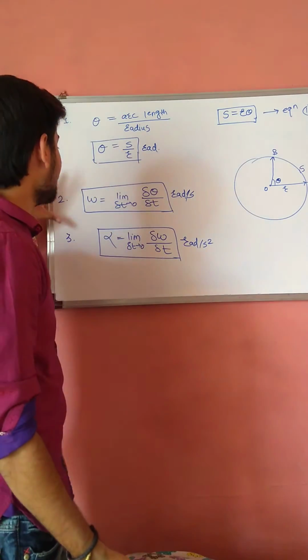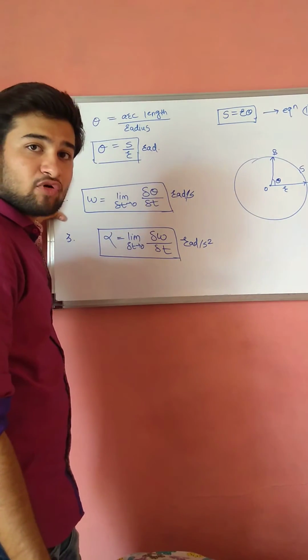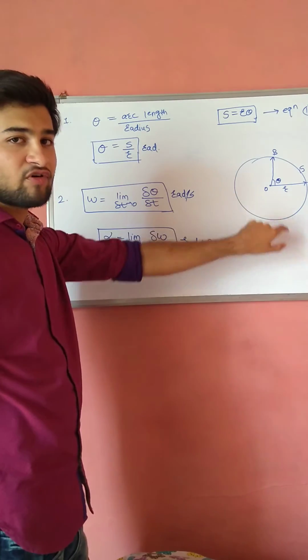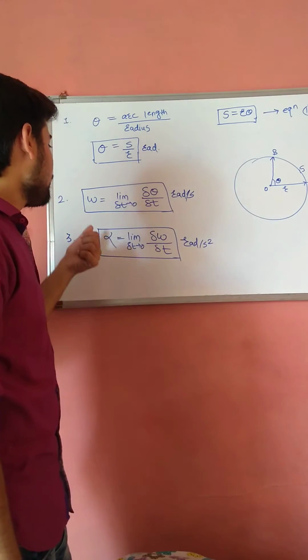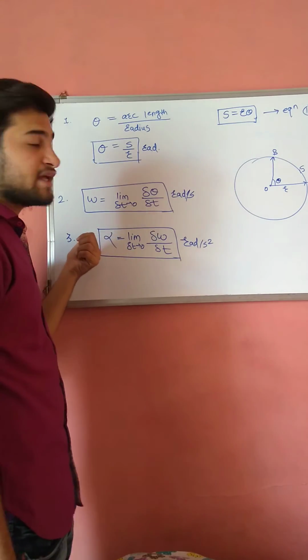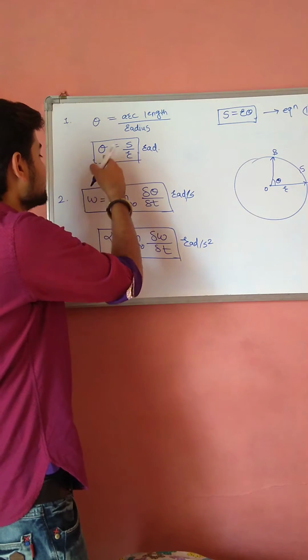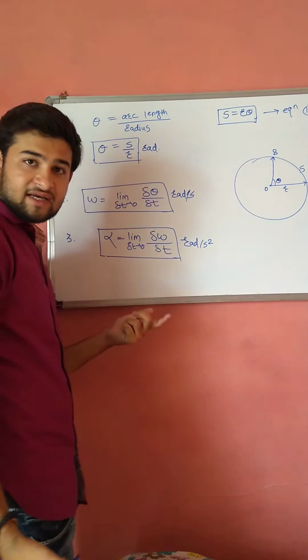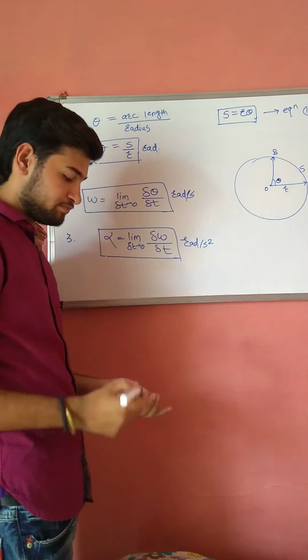These three are the most basic and important quantities for a particle performing circular motion. From these derivations or formulas, you can calculate the angular displacement, angular velocity or angular acceleration from the given data or conditions.